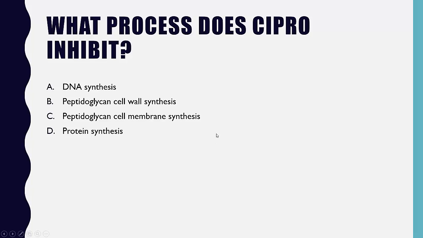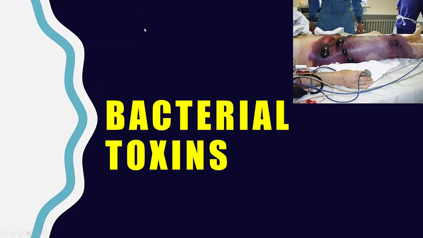Okay, so what process does Cipro inhibit? DNA synthesis, peptidoglycan wall synthesis, peptidoglycan cell membrane synthesis, or protein synthesis? Ciprofloxacin, levofloxacin, Levaquin. Yes, it attaches to gyrase, which blocks DNA synthesis. It's not like penicillin, which blocks peptidoglycan cell wall synthesis. And peptidoglycan is not part of the membrane synthesis, so that was misleading. All right, well, that's pretty dramatic, I know.